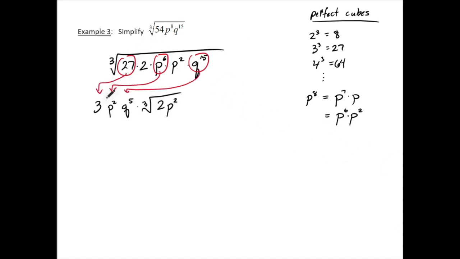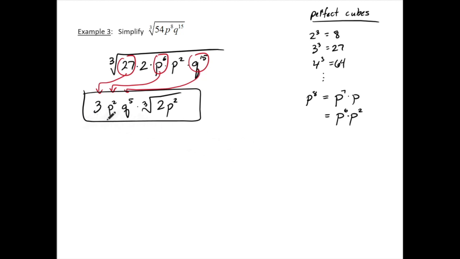The cube root of 27 is equal to 3, which we can see here because 27 is 3 to the 3rd power. The cube root of p to the 6th power is equal to p to the 6th divided by 3, or p to the 2nd power. The cube root of q to the 15th power is q to the 15 divided by 3, or q to the 5th power. And we're left with a 2 times p squared on the inside of the cube root.